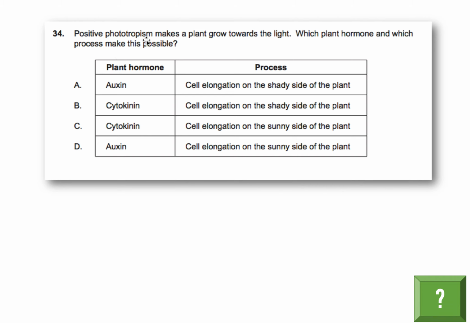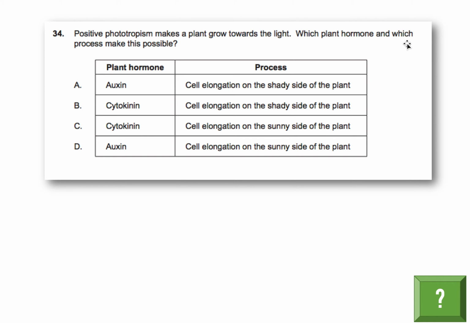So positive phototropism makes a plant grow towards the light. Which plant hormone and which process makes this possible? So let's break this down. Phototropism means photo is light and tropism is growth. So growing because of light, okay? Now positive means towards. So positive phototropism means growing towards light. You're responding positively to the light and growing towards it, okay?